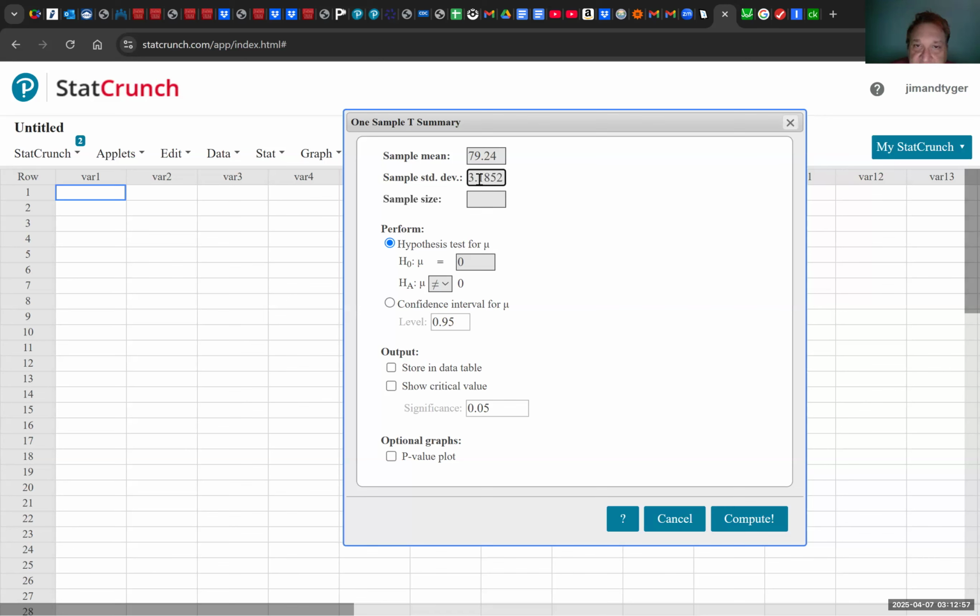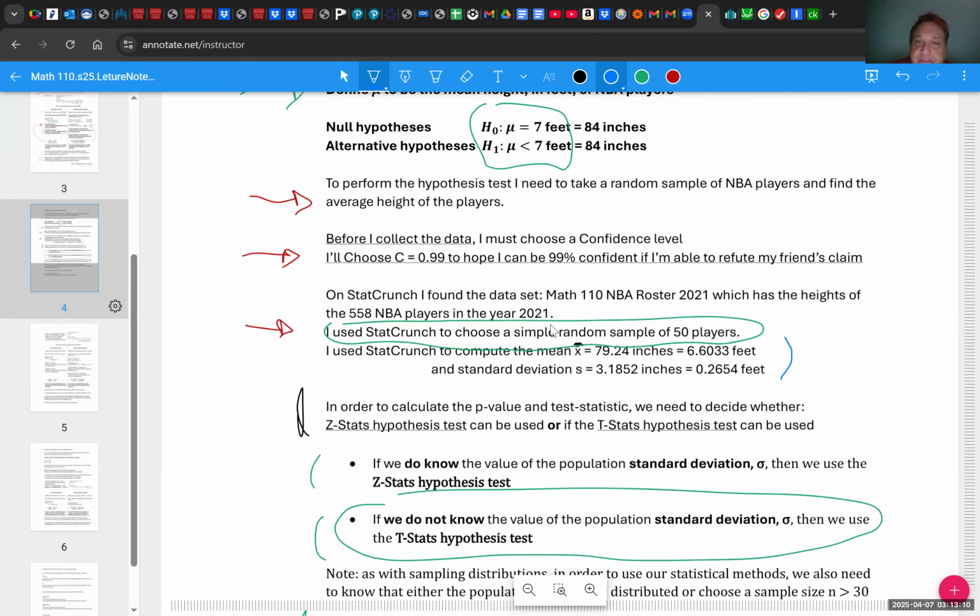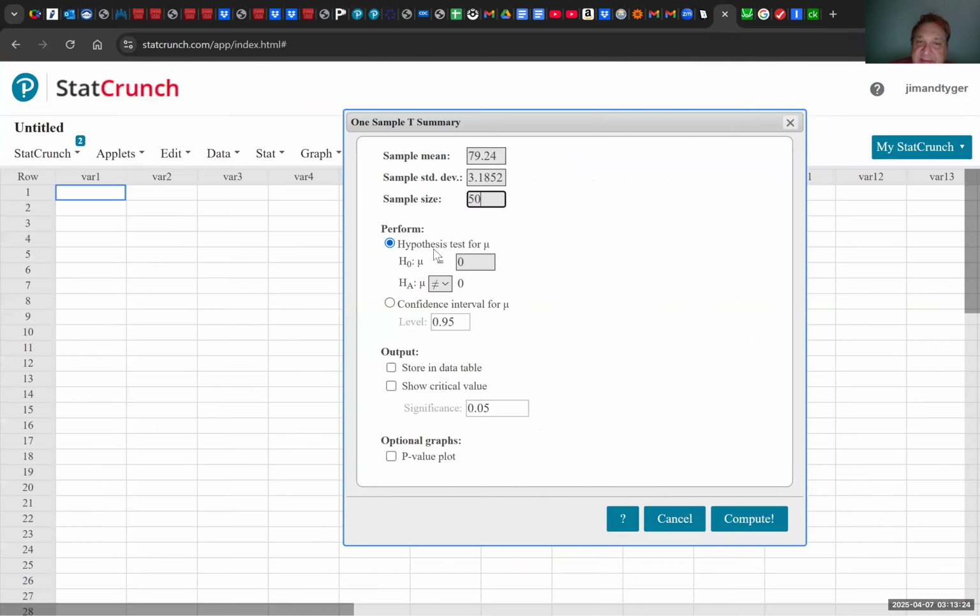All right. Well, that's right. 3.1852. Okay. And then what was the size of the sample? I do believe I chose 50 players. So I'll just double check. Yeah, 50 players right here. I chose 50 players to do my calculations with. Okay, I found it. Hypothesis test.